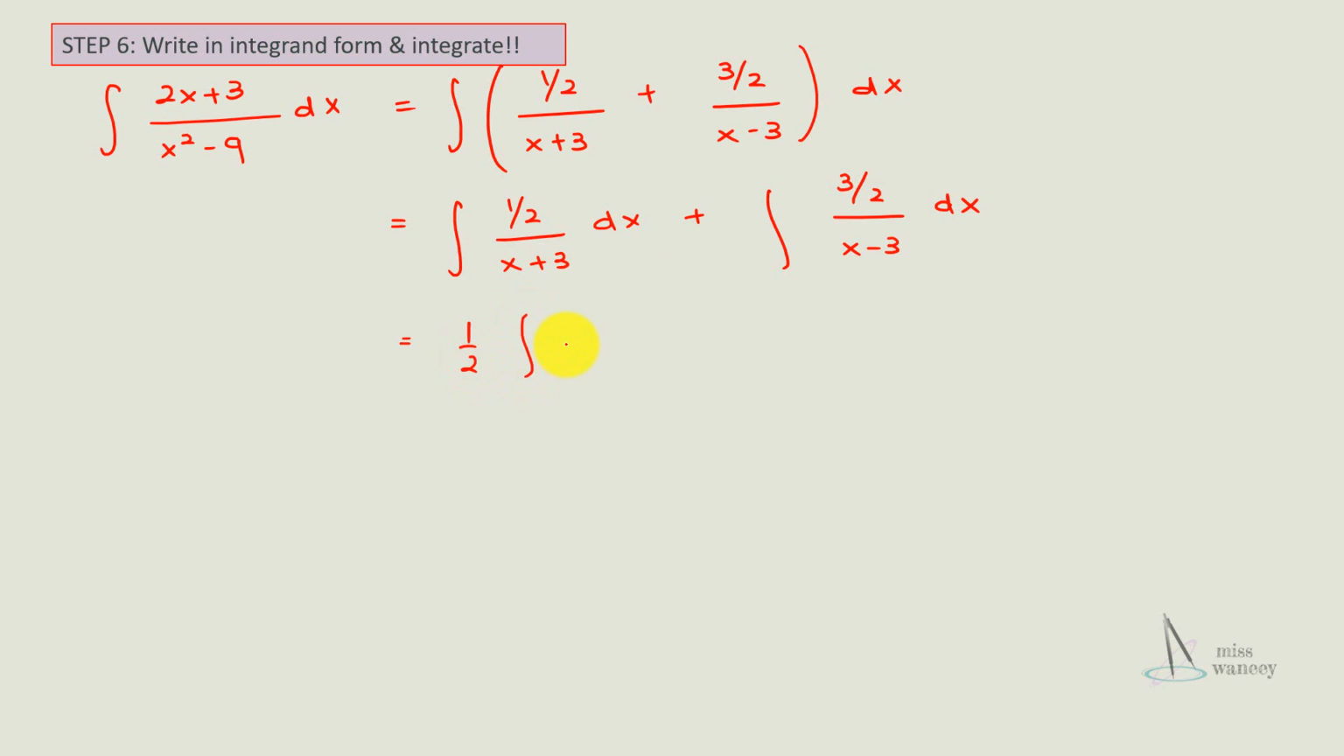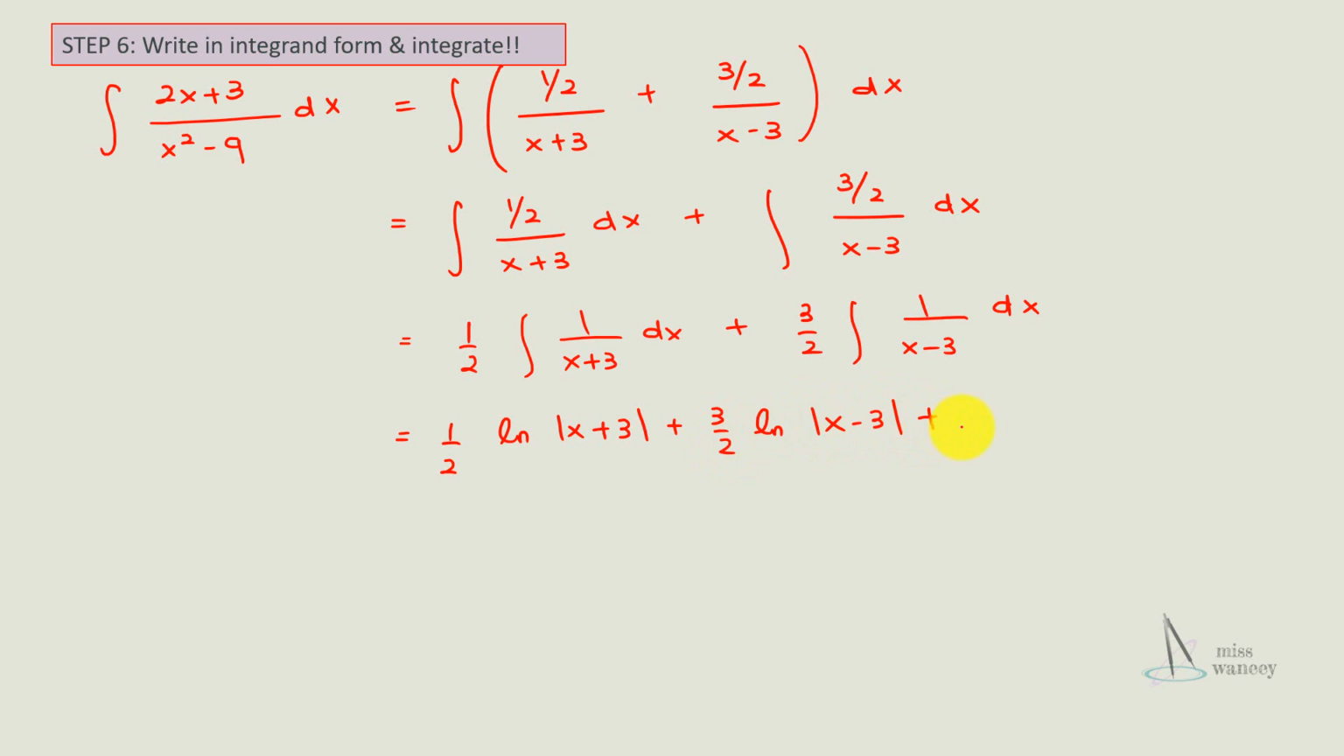So half integrate 1 over x plus 3 dx plus 3 over 2 integrate 1 over x minus 3 dx. So integrating 1 over x plus 3, this is half ln|x plus 3| plus 3 over 2 ln|x minus 3|, and then plus c.